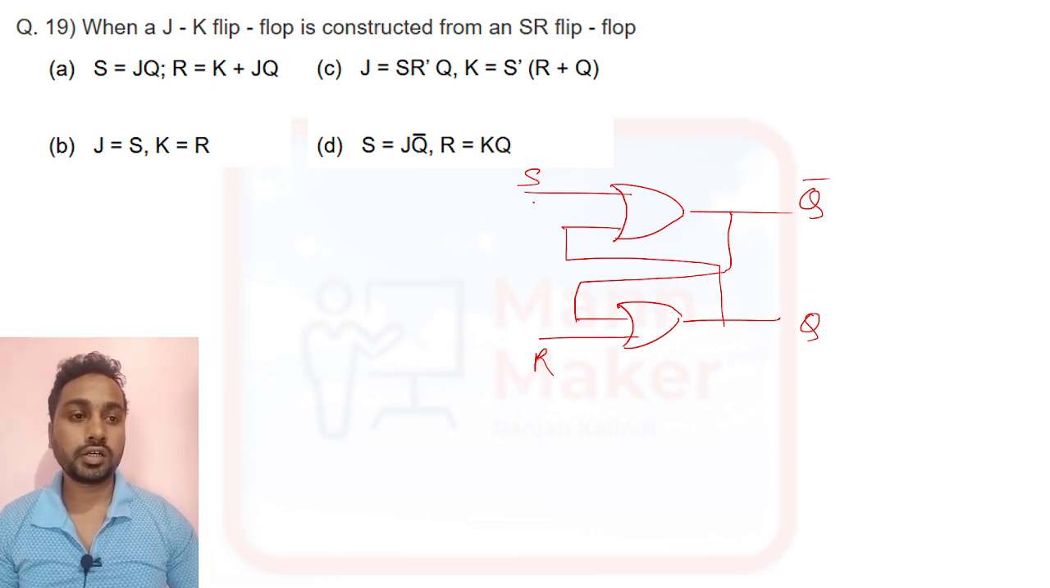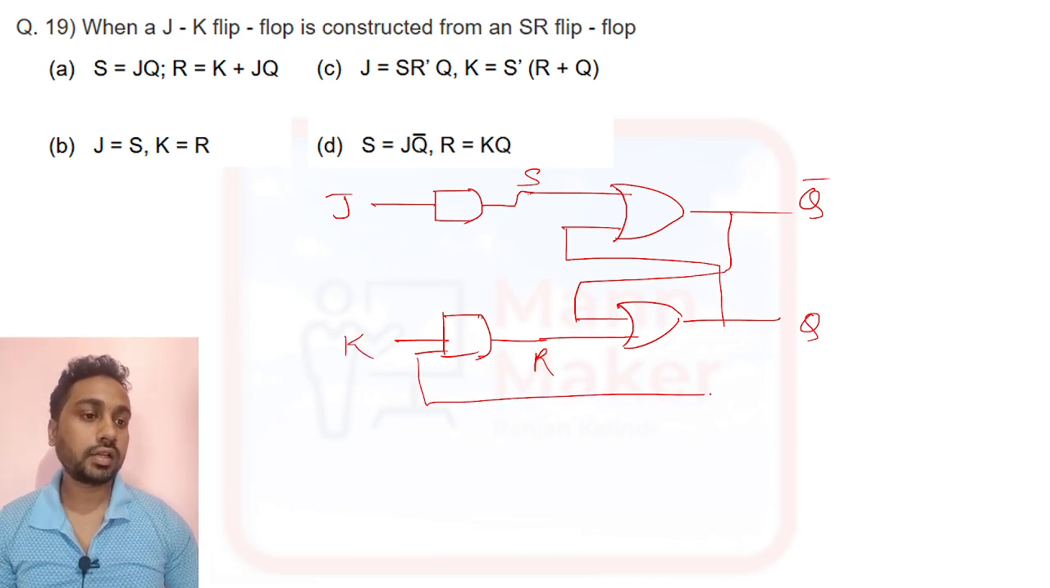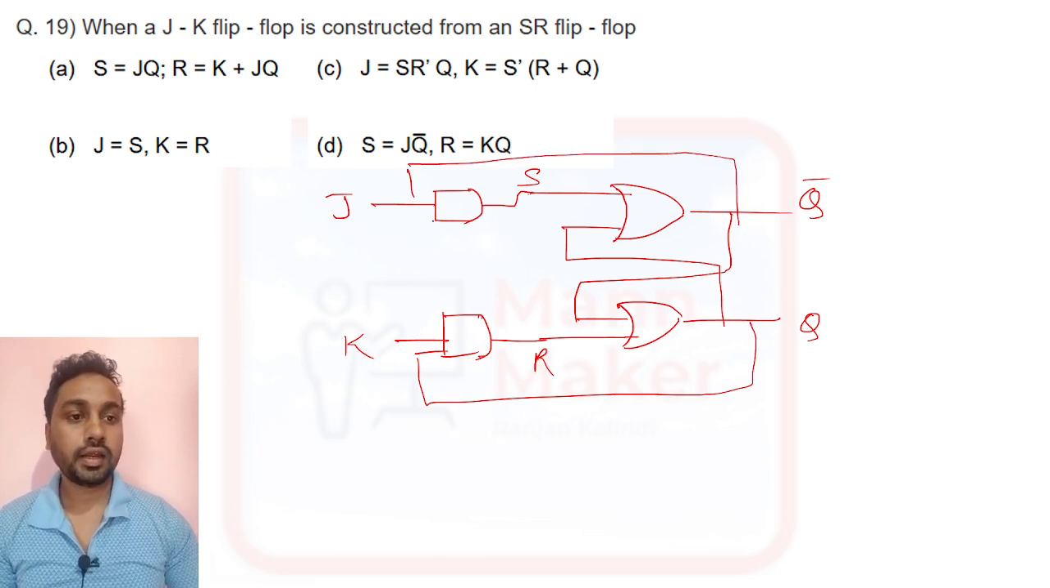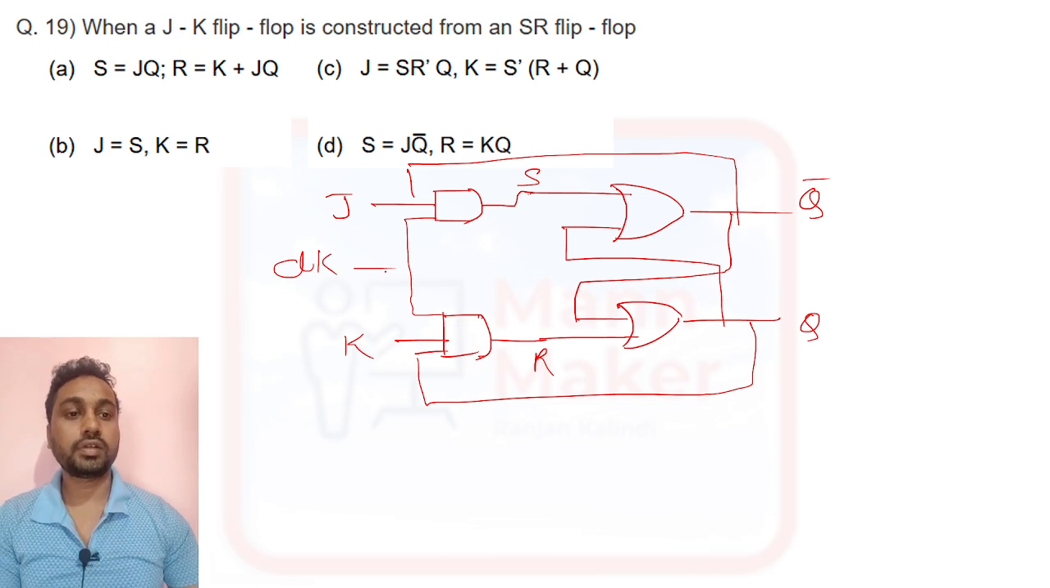Now for JK, we need to construct the JK flip-flop here. So for JK, we will put an AND gate here, and like this here also, this is your AND gate. This is your J and this is your K. This will go like this here and this will go like this here. And we need one clock pulse, so this is your clock pulse. This is the design they are asking for in the question.